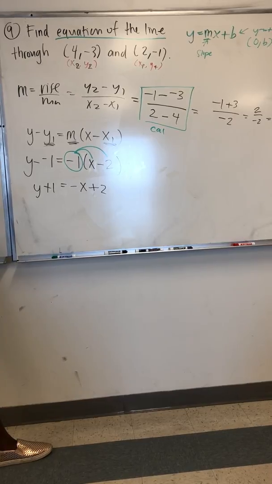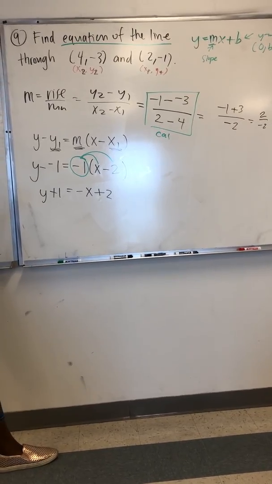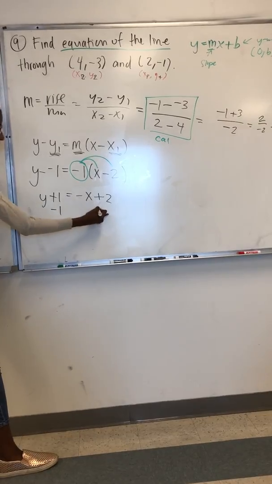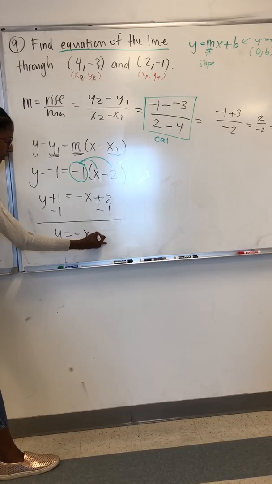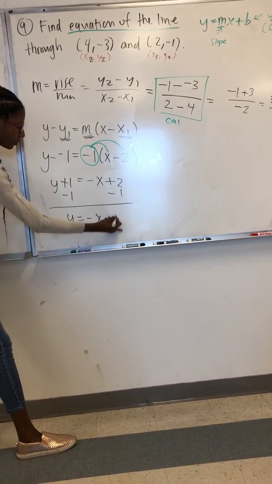And now what's the last step? Subtract the 1. So we have y is equal to -x plus 1. Perfect.